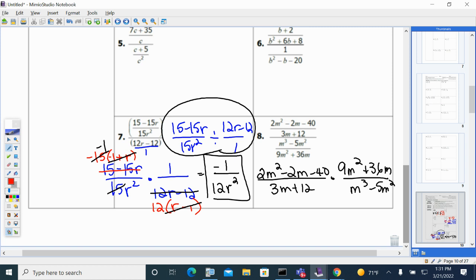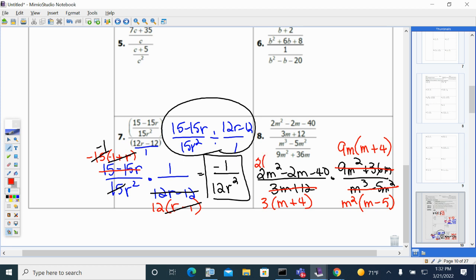So in that second fraction, there's a GCF in the top of 9m, which leaves me with m plus 4. So that's now gone. In the denominator of that same fraction, I've got a GCF of m squared, and that's going to leave me with m minus 5. So I've fixed that. Your 3m plus 12 has a GCF of 3. Now, your numerator, I saved the best for last. Your numerator has a GCF of 2.